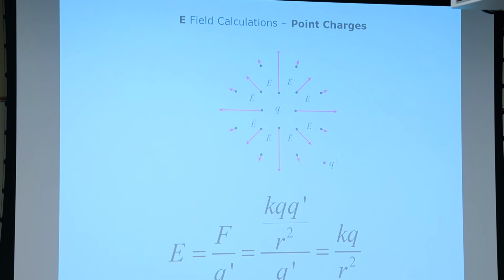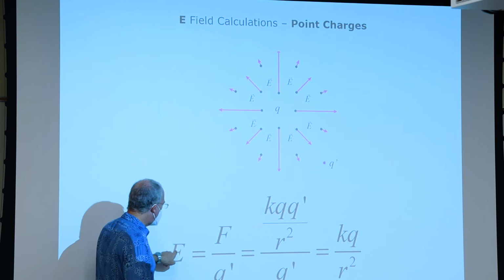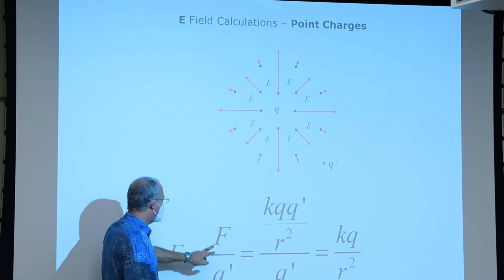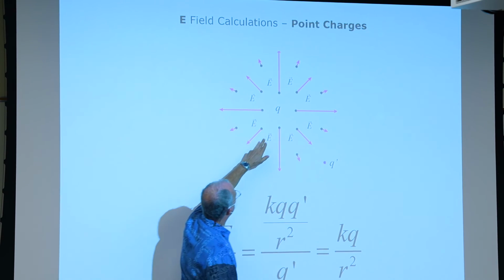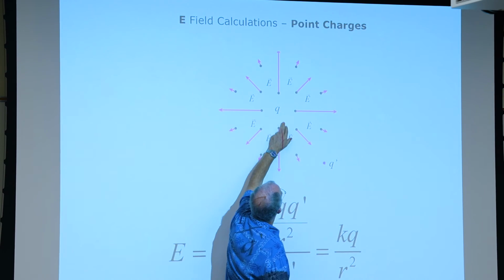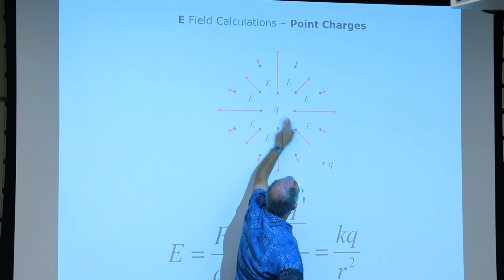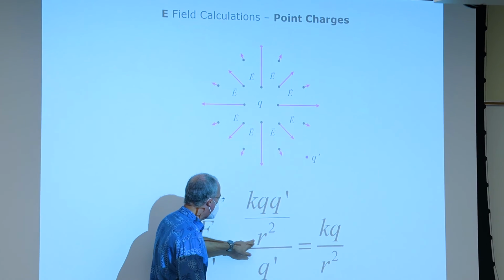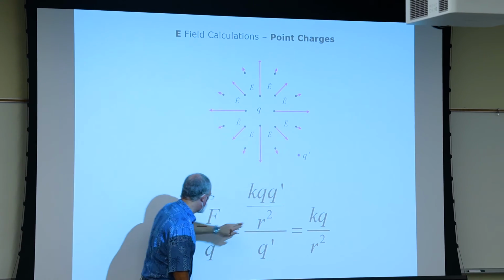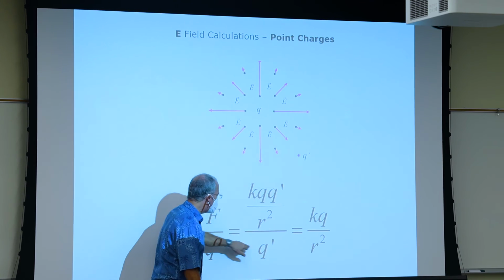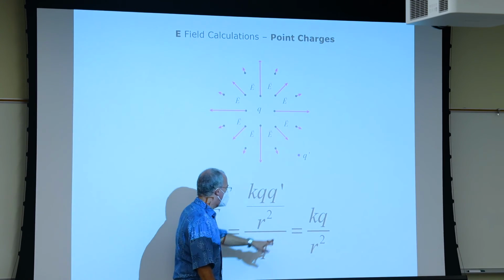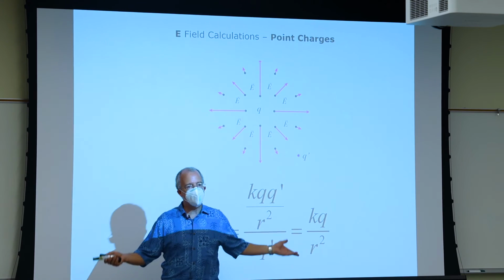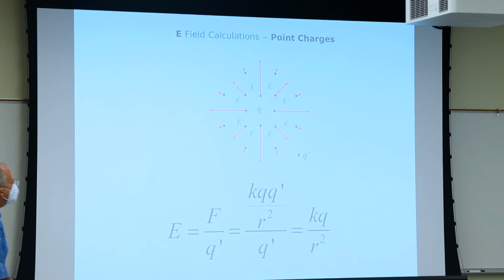We already did this Friday. This is the definition of the E-field: the E-field is the force divided by the probe. Here's a point charge, here's the probe. Coulomb's law: k Q Q prime divided by distance squared. There's the force, according to Coulomb. Then we divide by the probe, and we're left with this. We saw that last week. So that's for a point charge.